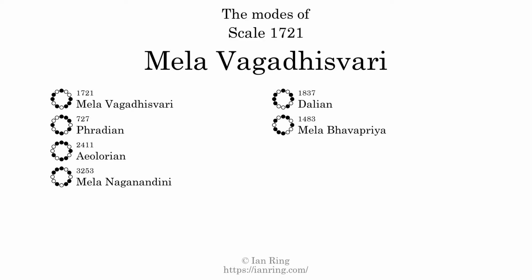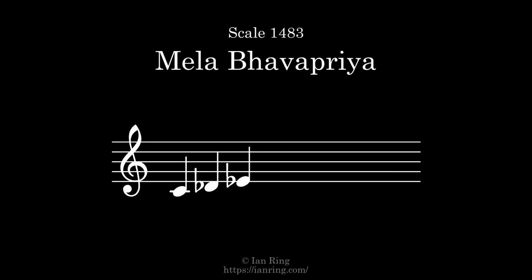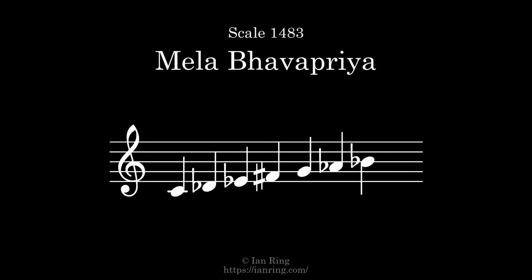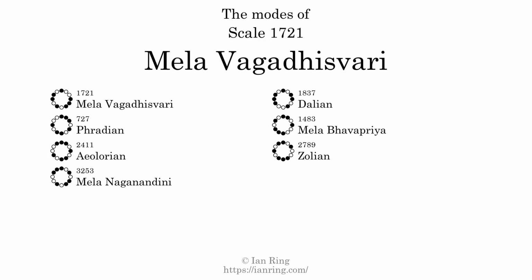The sixth mode is scale 1483, also known as Mela Vagadhisvari. It sounds like this. The seventh and last mode is scale 2789, also known as Zolian. It sounds like this.